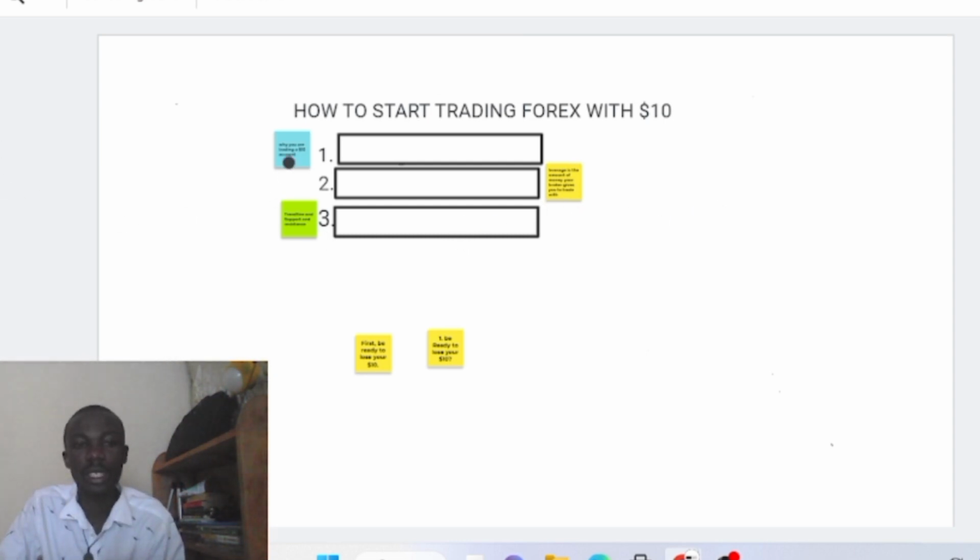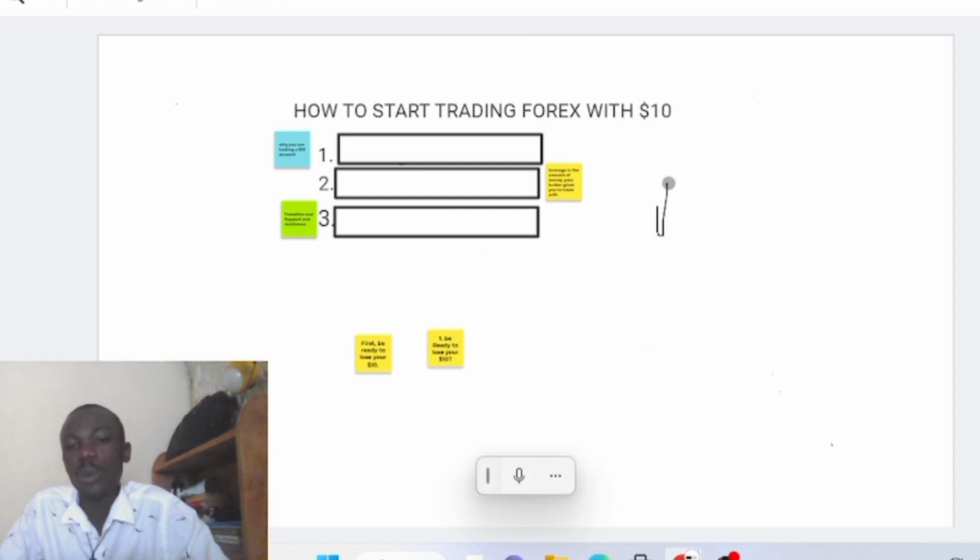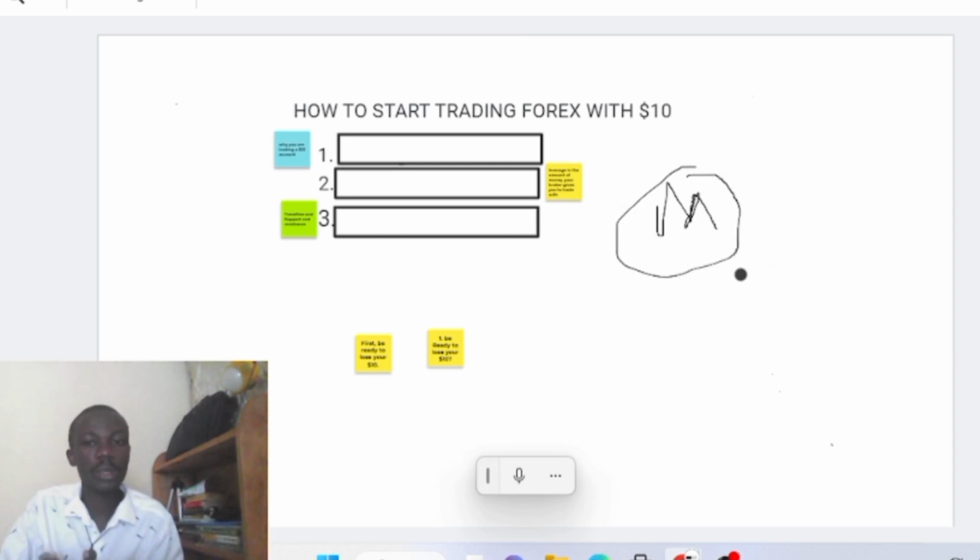That is the first reason that you should actually know. Why are you going to trade with a $10 account? Now, these are the reasons. One, if you are lacking money, you are lacking big capital, but you really have the anxiety of starting to trade Forex. You want to engage in this financial market, but you don't have any single capital.